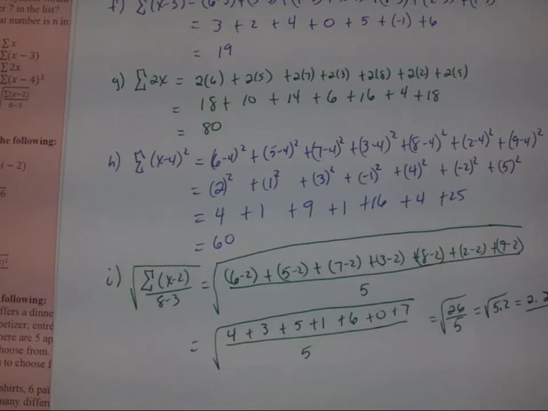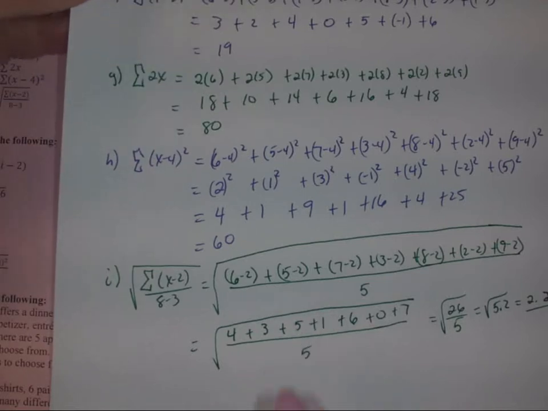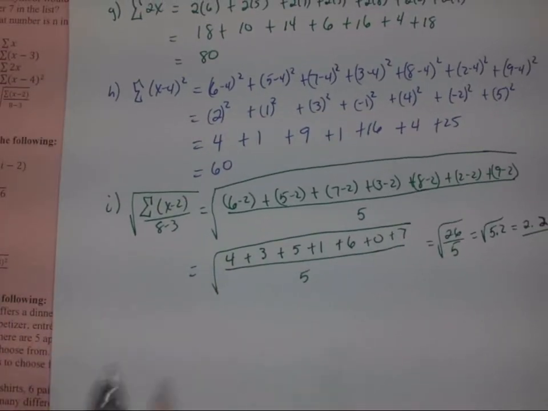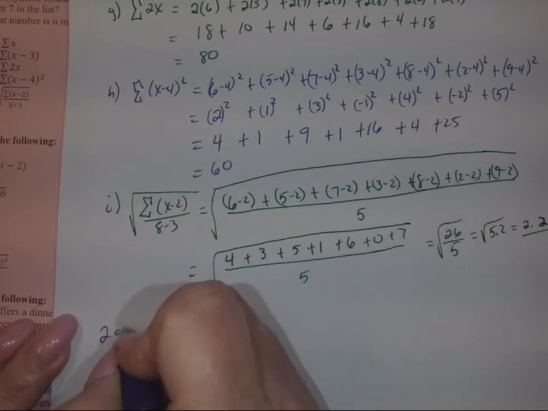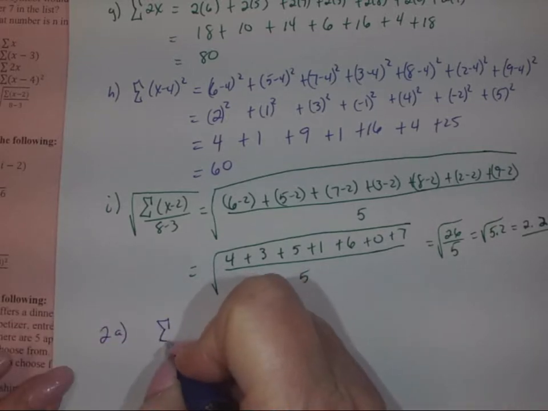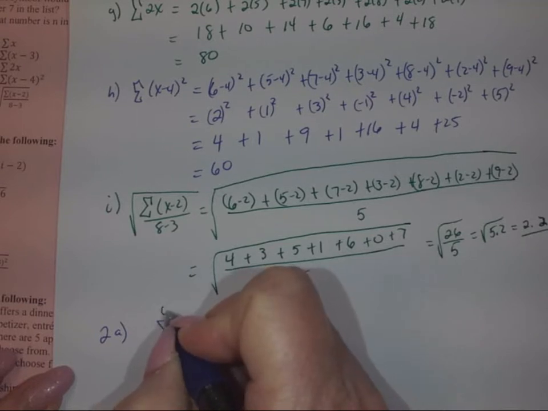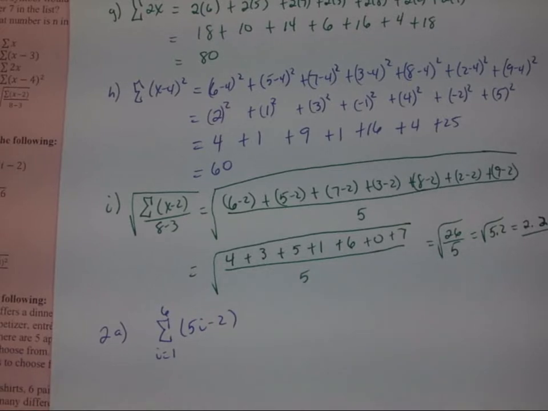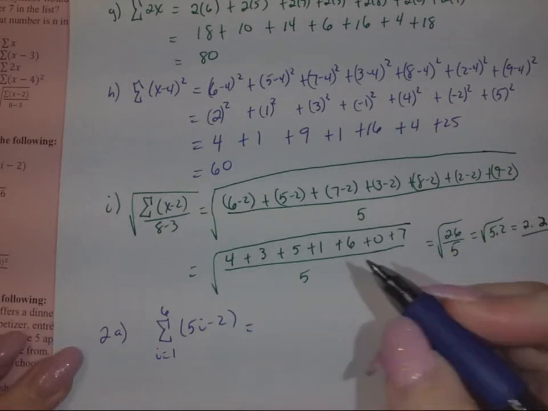So we have one more summation problem. It just doesn't involve the set of data. So this will be the first part, number 2, part A. We have the summation from i equals 1 to 6 of 5i minus 2. So that means we're going to plug in the numbers 1 through 6 and find the summation of it. So we're doing basically the same thing we did before.